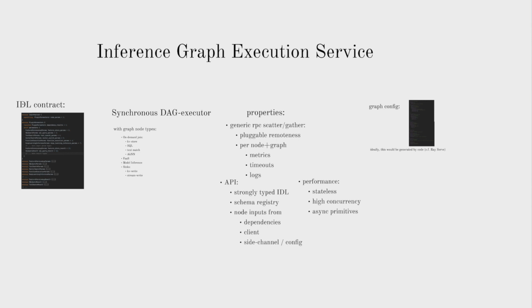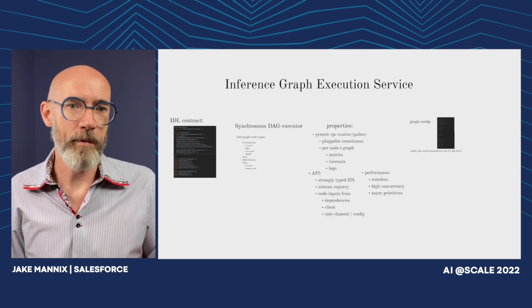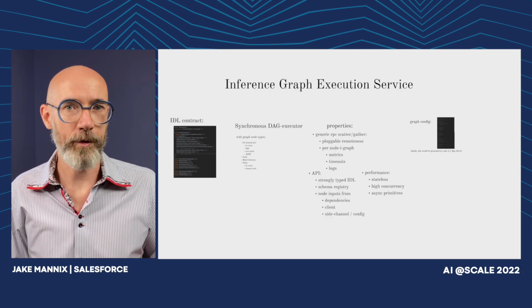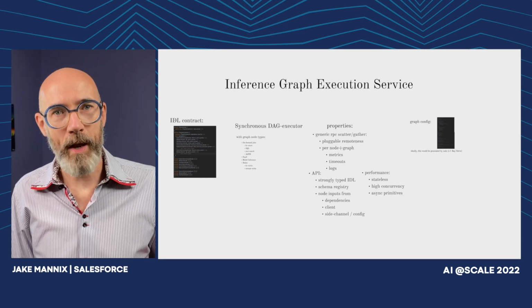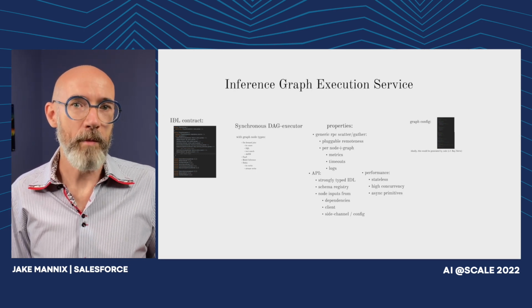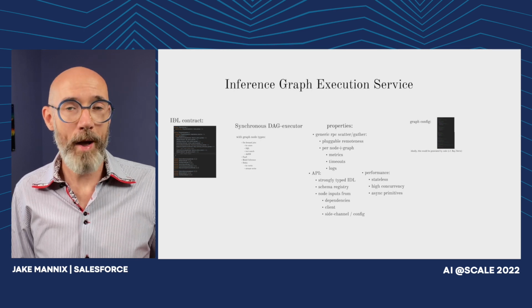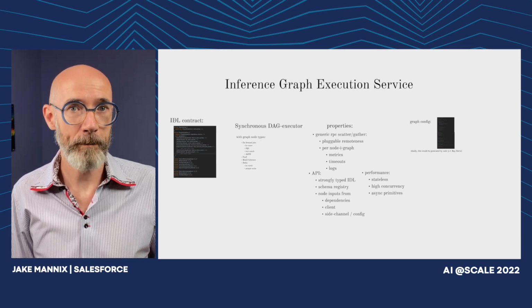So at the end of the day, what I've described here is this inference graph execution service, an AI middle tier that lets you scalably build applications in a more serverless way. It's a synchronous DAG executor that does generic RPC scatter gather. There are existing things in the open source world that are starting to do this in Ray Serve and Kubeflow serving. They don't quite have exactly the same features that what we've done at Salesforce internally has, but I'm hoping that as we evolve them forward, everyone will get the ability to build AI applications without a completely bespoke AI middle tier.